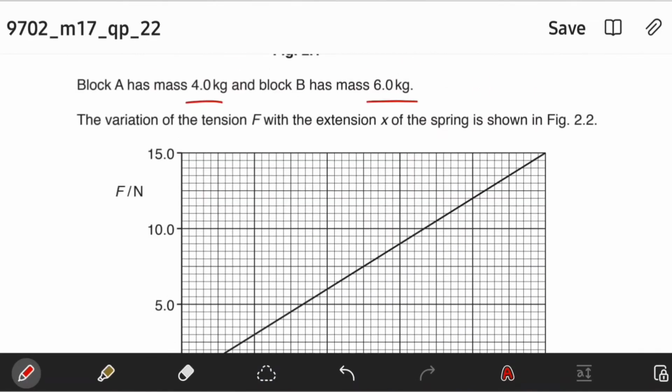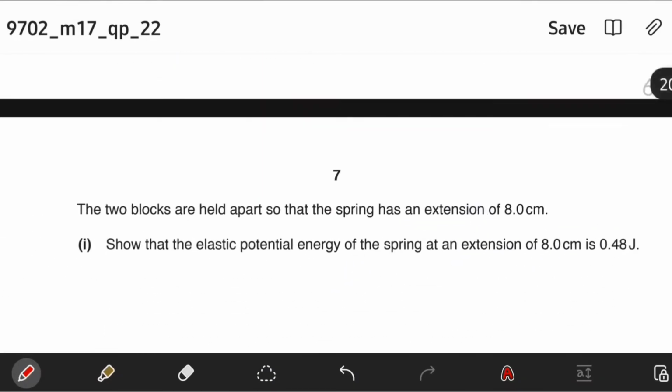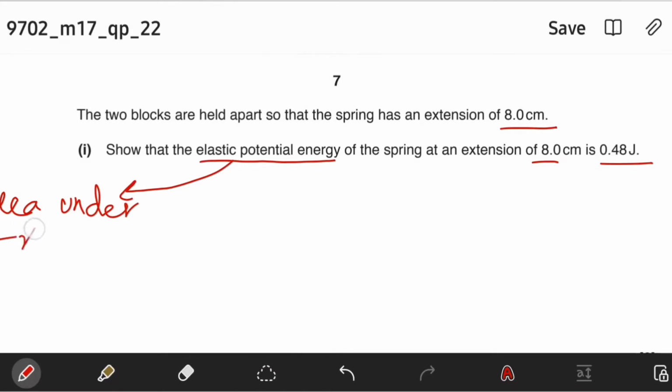So here's the graph of force and extension. Okay, so the first part is the two blocks are held apart so that the spring has an extension of 8 centimeters. Show that the elastic potential energy of the spring at an extension of 8 is 0.48. Elastic potential energy is always the area under the force extension graph.